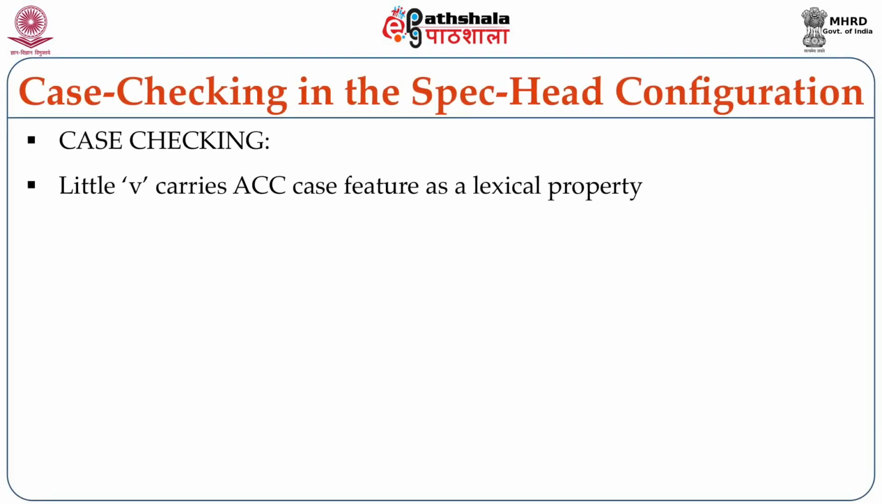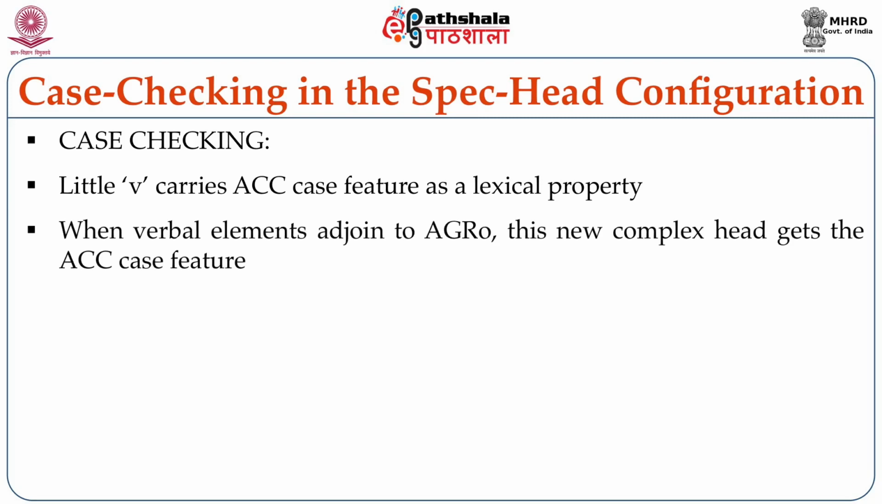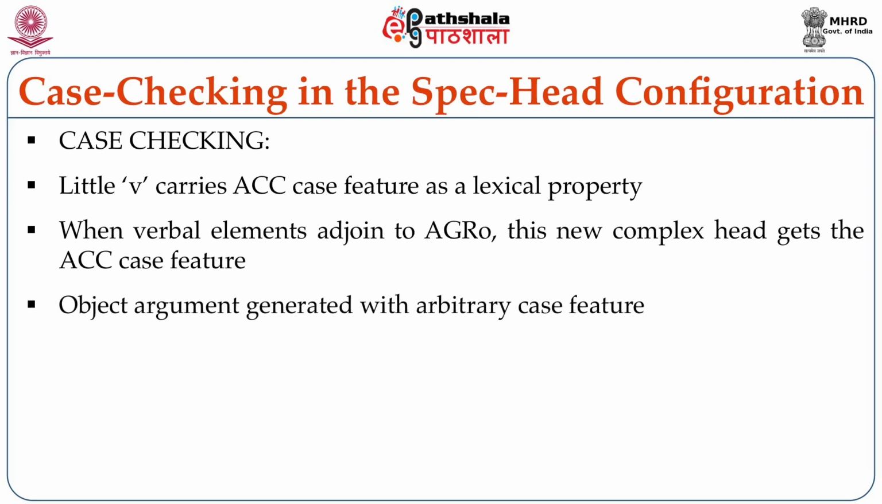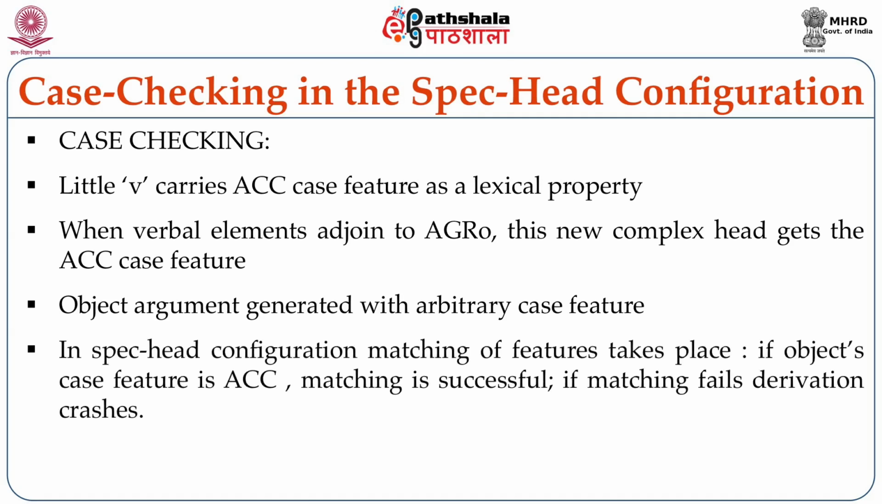How does case checking happen in this? Now we say that it is the little v which carries accusative case feature as a lexical property. When verbal elements adjoin to AGRO, this new complex head gets the accusative case feature in it. Object argument is generated with arbitrary case feature. In spec head configuration, that is, when object has moved to spec AGROP and little v plus big V has moved to AGRO, in this configuration, matching of features takes place.